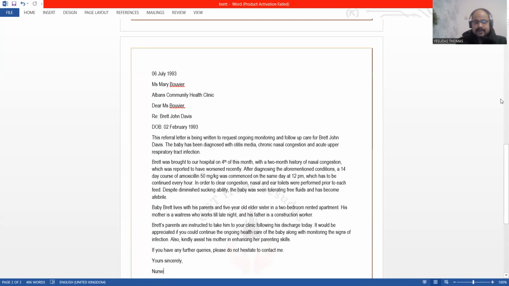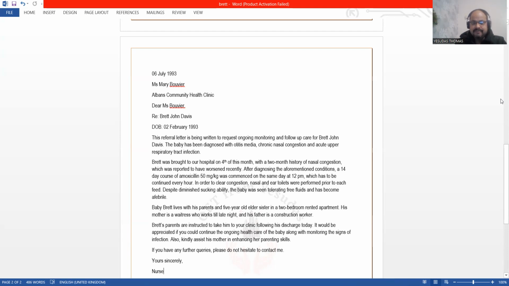Brett was brought to our hospital on 4th of this month with a 2-month history of nasal congestion. We have rephrased it, stuffy nose with nasal congestion, which was reported to have worsened recently. So nasal congestion, when it becomes worsened, you get fever, all these things. That's what we have written. We didn't say cold and all these things there. So please don't write stuffy nose, all these things to a medical professional. We have to use standard language here. So we have used nasal congestion here, which is easy and basic medical terminology.